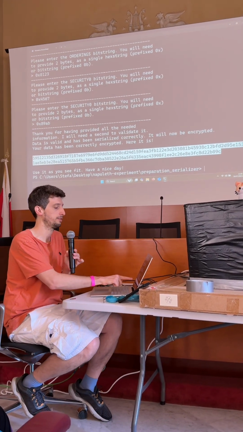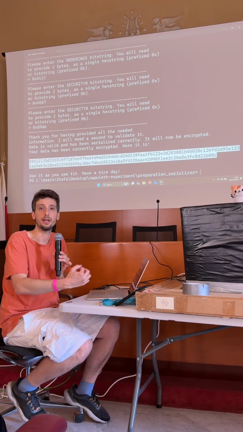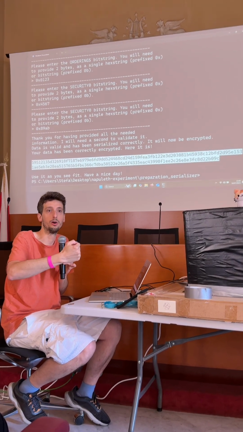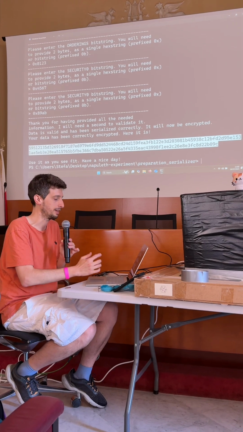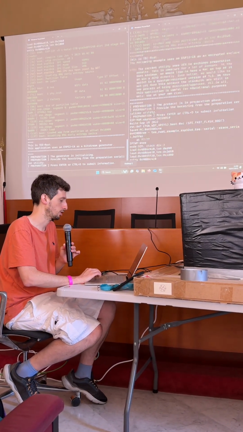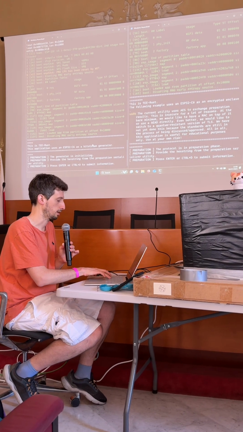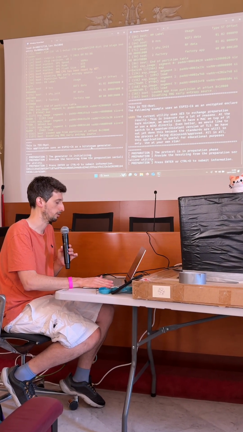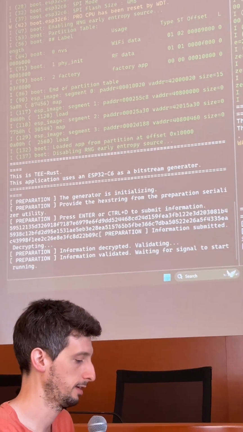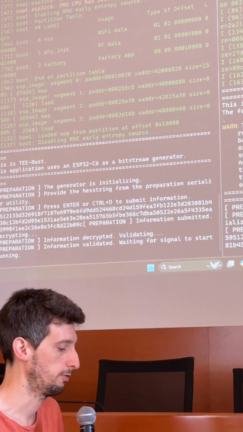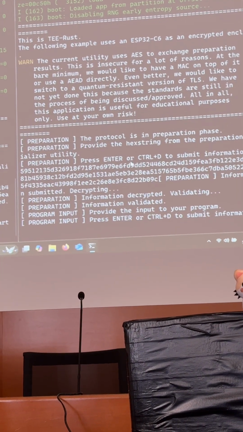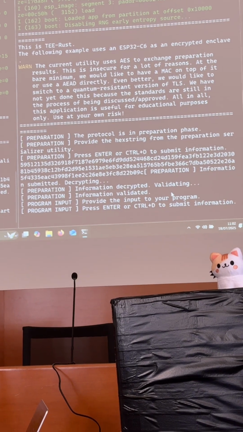So technically this information can't be read from the outside, it's decrypted by the enclave. You can pass this, but only the enclave knows what the table is. So this is encrypted with a key that's secret to the enclave. Use it as you see fit, and I shall see fit to use it here. So enter it on the controller, on the sending party, Alice, enter it on the receiving party, say Bob, and now I am told, okay, this is valid information, please provide the input to your program.